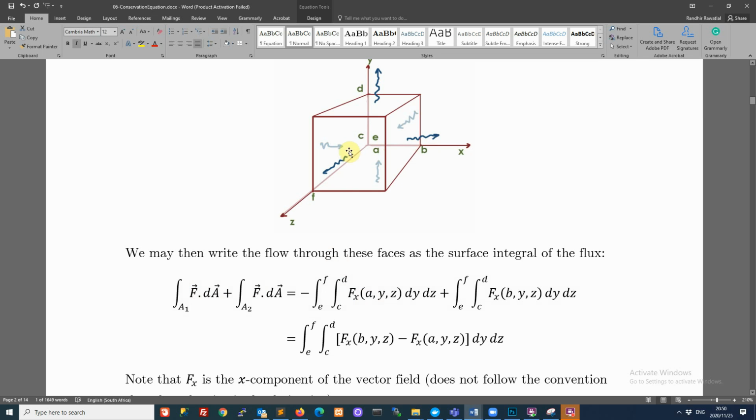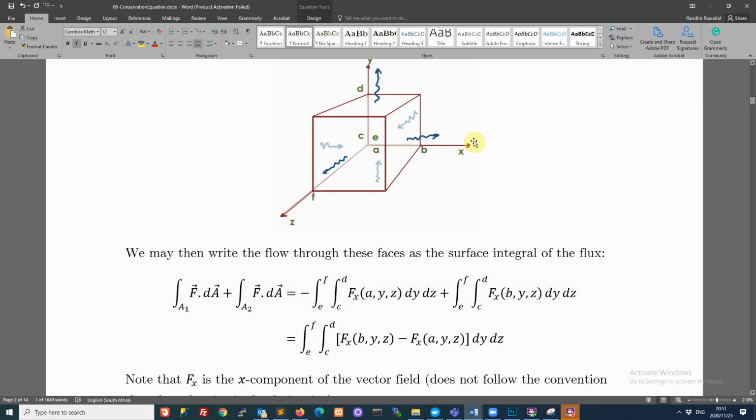So that's the flux in at position x equals a. And that's for all values of y and z, where y goes from C to D and z goes from E to F. So C to D and E to F in y and z. That's the flux arriving in at this face here.